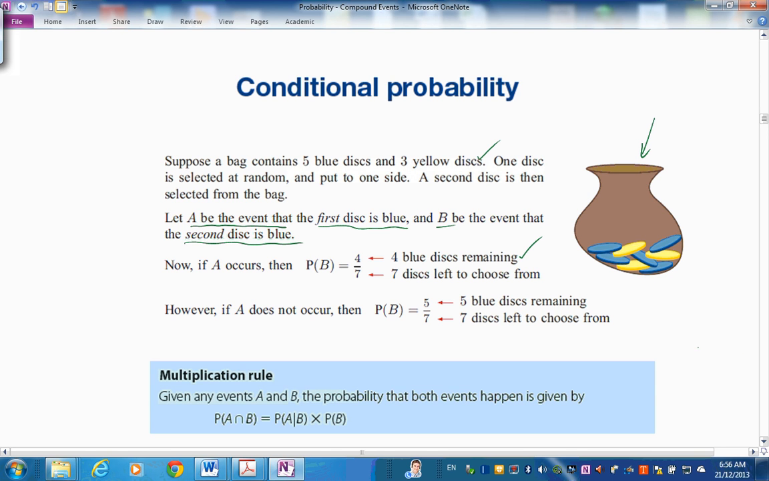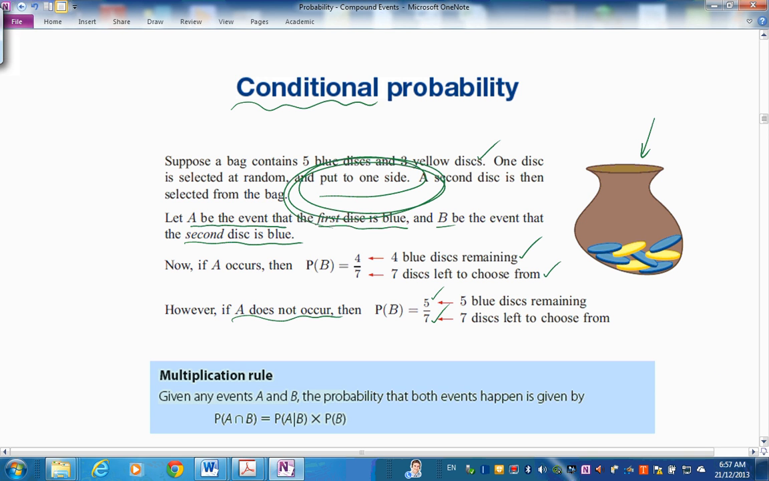Now if A occurs, what's left in there? Only 4 blue discs remaining, and we didn't put it back, so that's 4 out of 7. Whereas at the beginning, our chance of getting event B was 5 out of 8. Now, if A doesn't occur, the probability of B is now, well, A must have been a yellow one, so we had 5 blue discs remaining out of 7. Can you see, if you don't put it back, put to one side, all the probabilities change, and that hence the name.